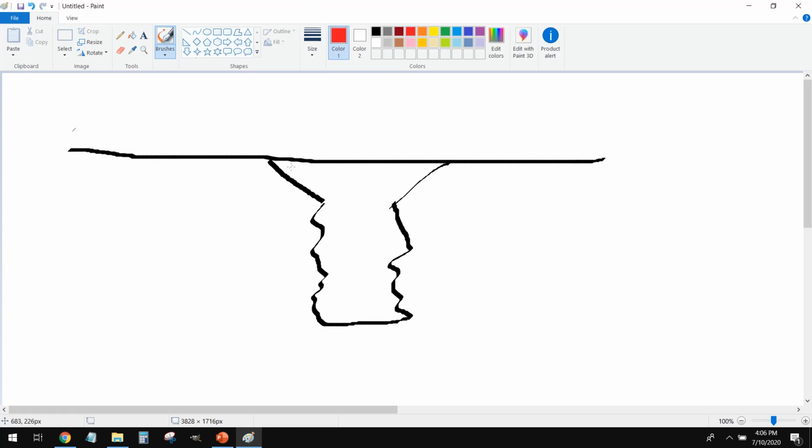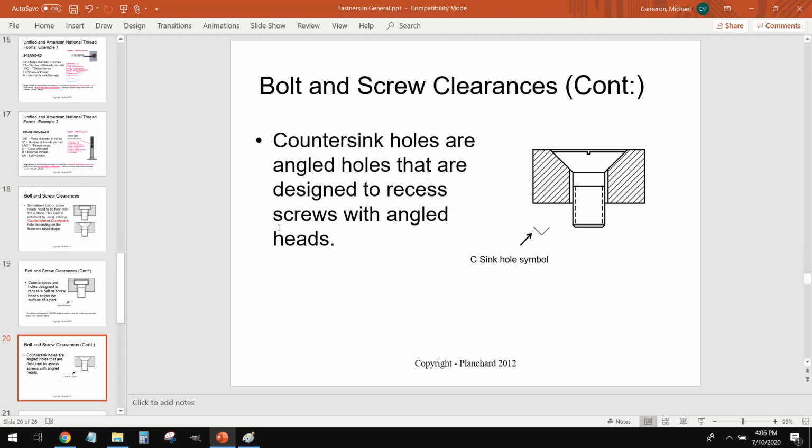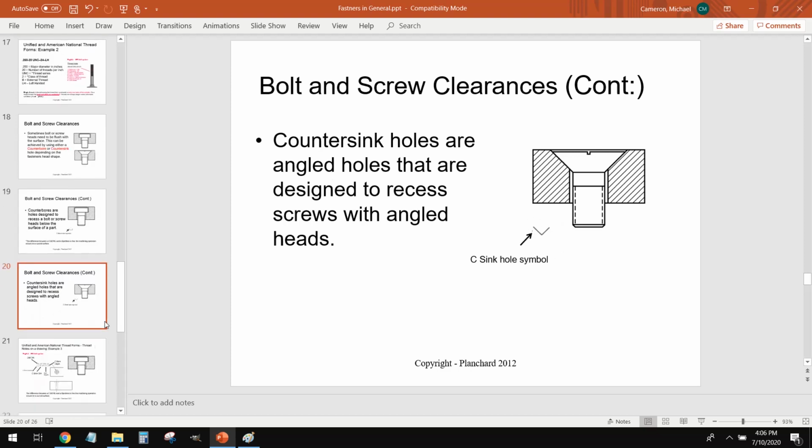So that way our screw head will fit in here. And it has a surface where it's sitting below the surface, but it's also able to transmit that clamping force equally here. Now, we call that a countersink. So a countersink is the beveled one. And we denote that with a countersink symbol. It looks like a V.